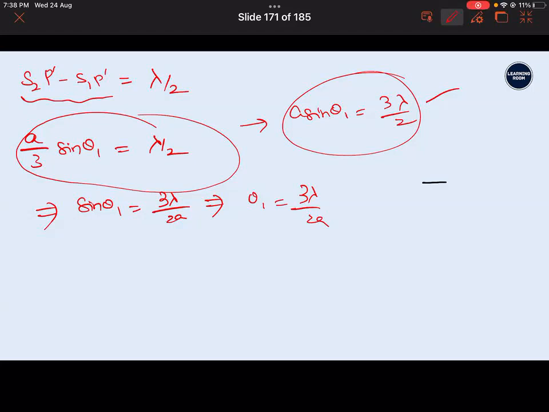Is it clear? So for the secondary minima, how many parts are we supposed to take it in? Secondary minima, we will break it into 4 parts. The width of each slit will be a by 4: a by 4, a by 4, a by 4, and a by 4.